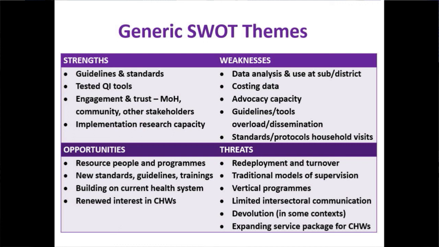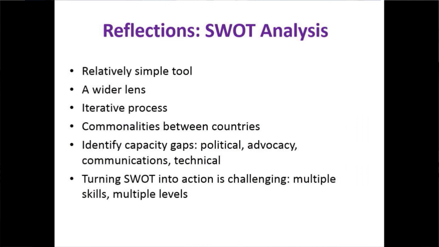Advocacy capacity was again seen as something very weak. There was an overload of guidelines, tools and standards, and often conflicts between different programmes as to which standards were the right ones. In terms of opportunities and threats, one of the key things which came out, which Miriam has already alluded to, was that there is a renewed interest at national level in community health workers, because it's seen as a potential solution to universal health coverage. But the threat of that is the ever-expanding service package that community health workers are going to be expected to deliver. So this is the reality, the context within which you're trying to embed a quality improvement programme.